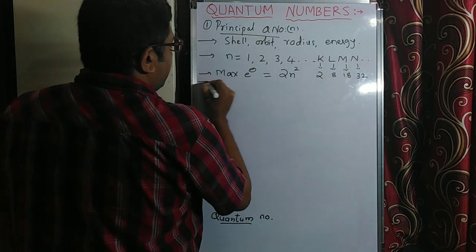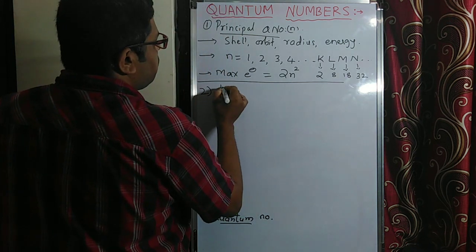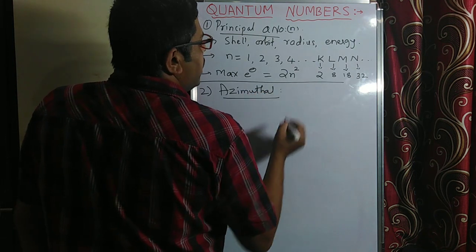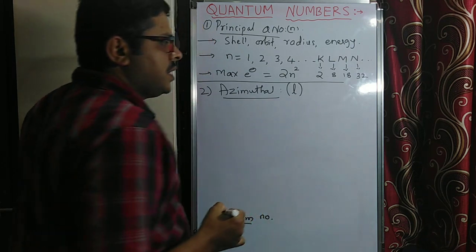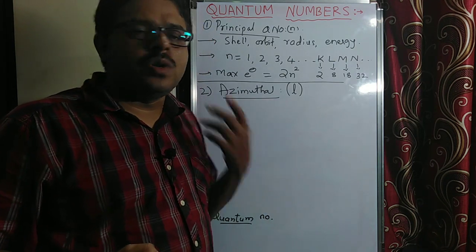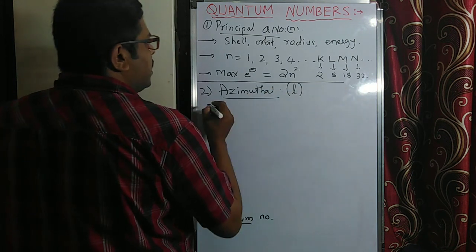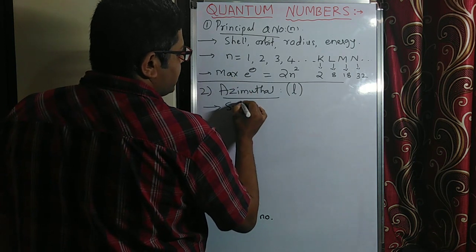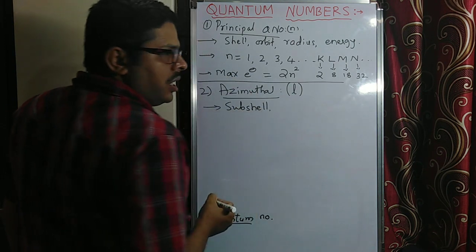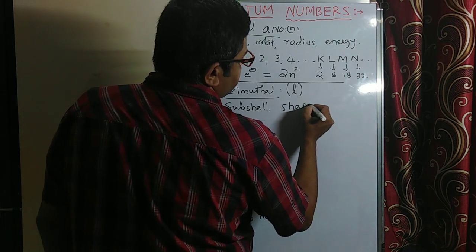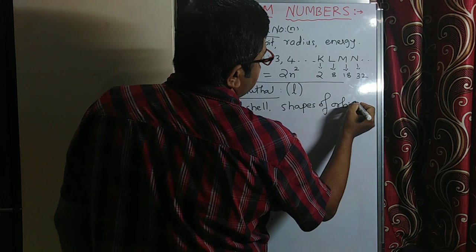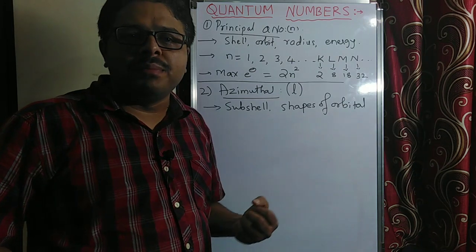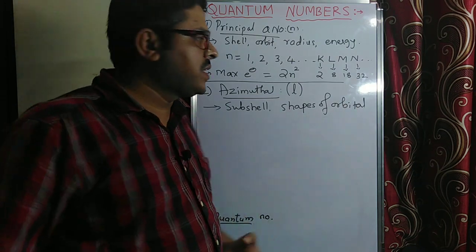Remember this. And the second one is the azimuthal quantum number. The azimuthal quantum number is indicated as l. We also call it the subsidiary quantum number or the angular momentum quantum number. Fine. In this case it is indicated as l, and this will indicate, remember, the subshell to which the electron belongs, and also the shapes of orbitals. So we know that the s orbital has a spherical shape, the p orbital has a dumbbell shape, the d orbital has a double dumbbell shape, and the f orbital has complex shapes like that.